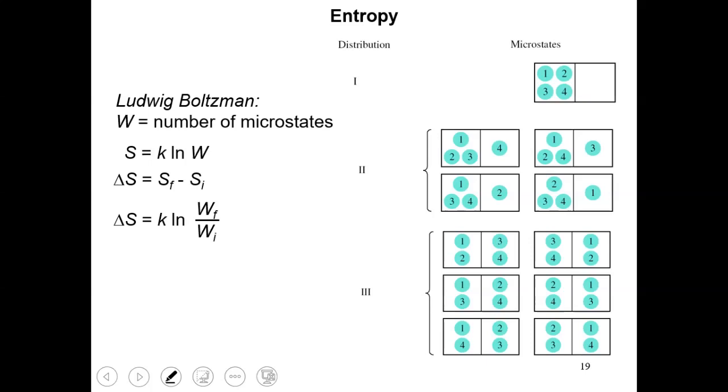So for example, let's say that you end up with a system that has more microstates than you started with. Then that ratio is going to be greater than 1. That means the natural logarithm is going to be greater than 0, and therefore delta S is going to be positive. K, the Boltzmann constant, is a positive number, by the way. If a system ends up with a final number of microstates that is lower than the initial one, then delta S is going to be negative.